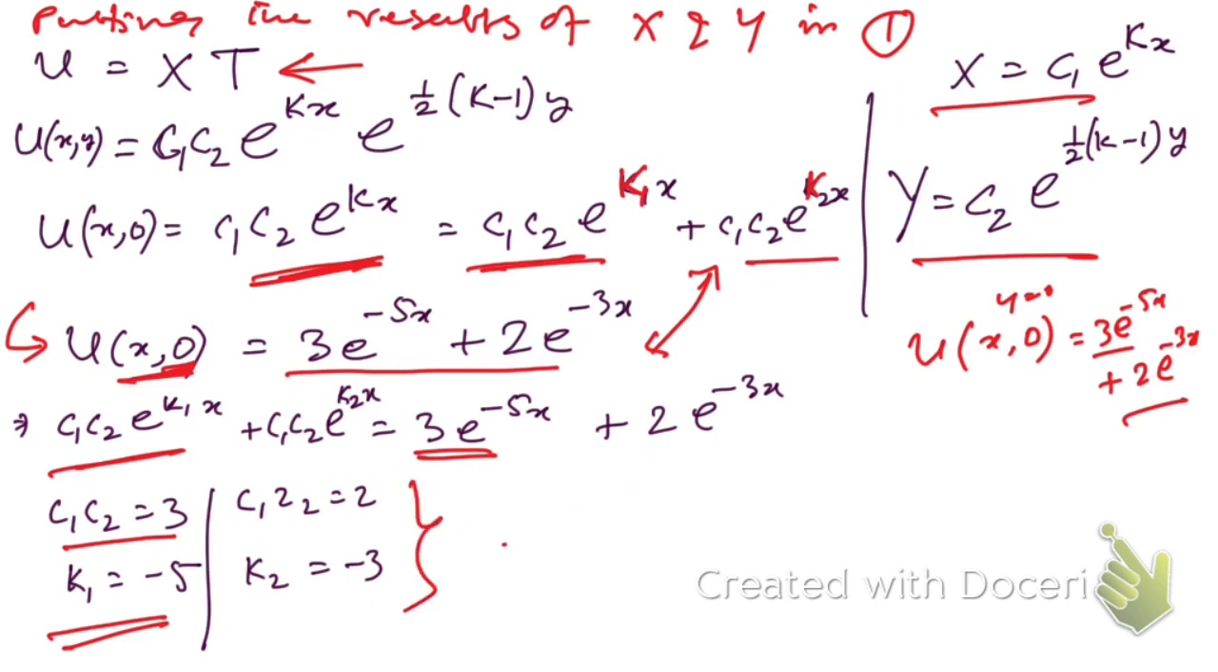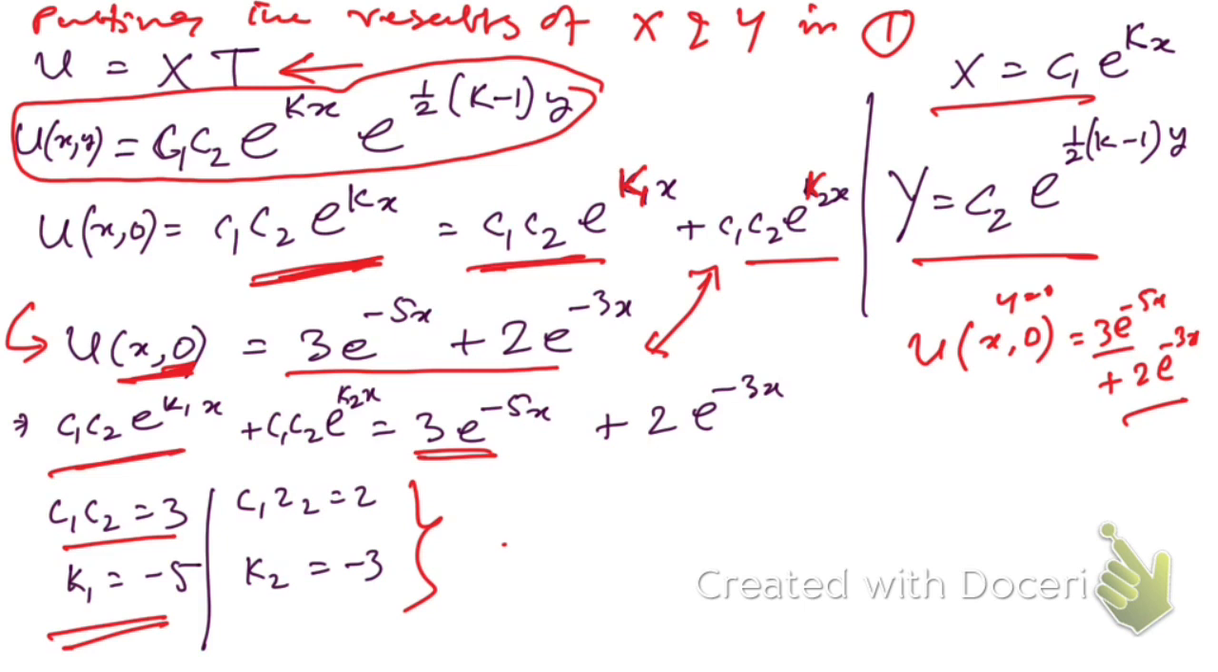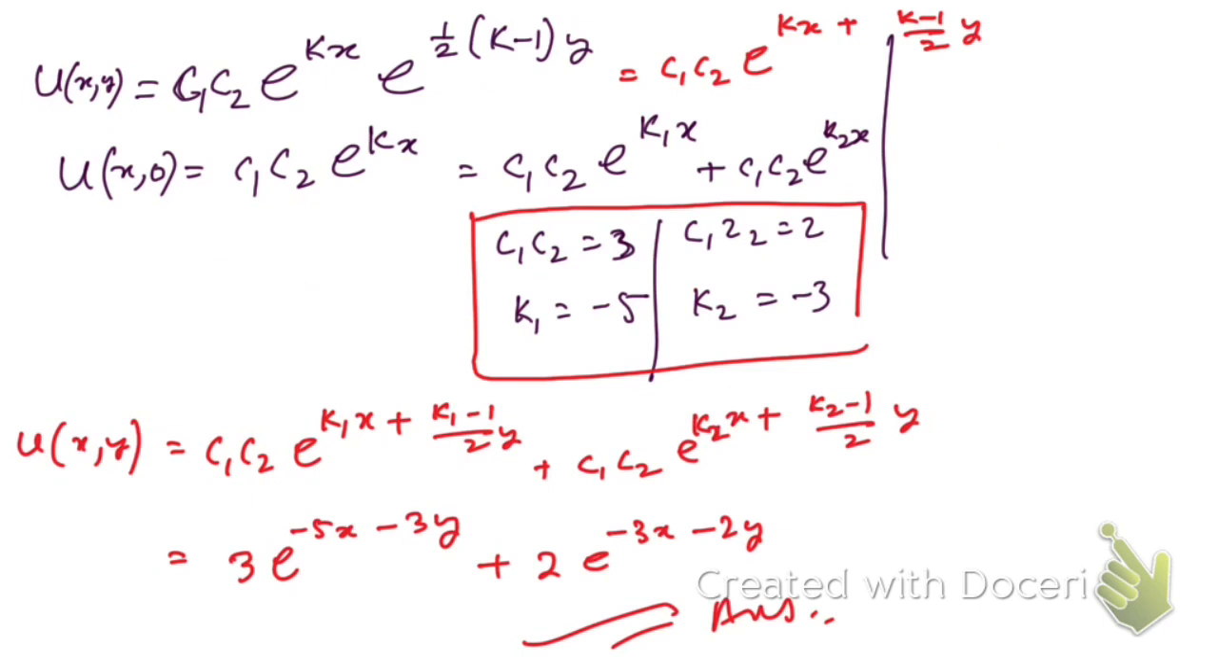So now let me go to the next slide. Here you see, as we had u of x comma y, as I have already told you, I can express this one as a sum of two terms. So this can be simplified as this. If you multiply e to the power kx and e to the power half k minus 1 into y, then you're gonna get this result, and you can express this one as a sum of these two terms, right?